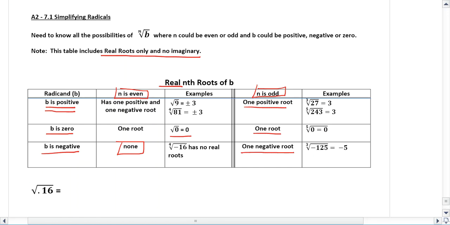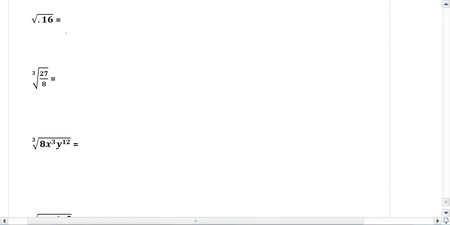Now let's look at some more examples. You could have a decimal number under root, and that's no problem. The square root of 0.16. Again, your book would just say 0.4, but I'm going to try to be strict about the plus minus sign.